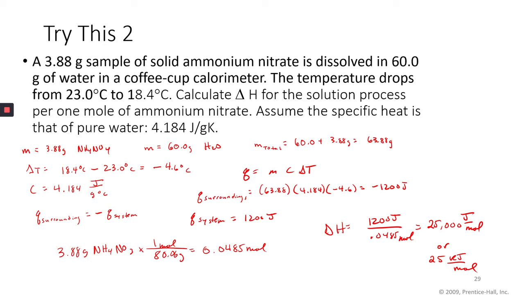Okay, so this solution process is endothermic. Heat is going into it, and it's going in from the surroundings. So the surroundings was exothermic. That's why you could do this, right? Because the heat's flowing from one to the other.